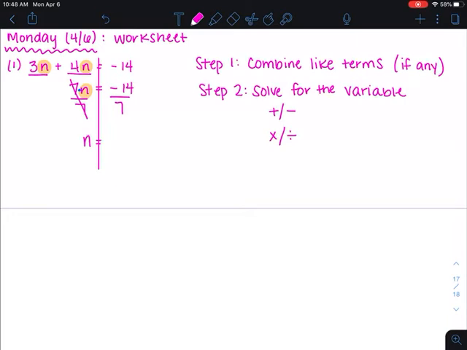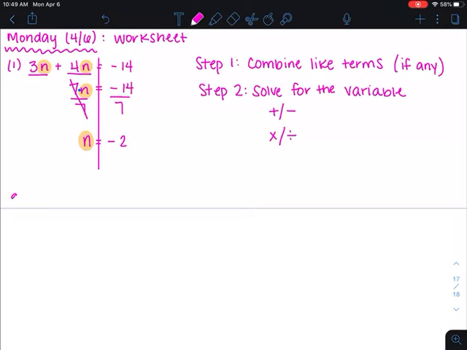So I have n on my left-hand side. My equal sign will remain on my line the whole way down. And negative 14 divided by 7 is negative 2. n is by itself, so therefore your problem is solved. Let's look at another one and do a harder one.